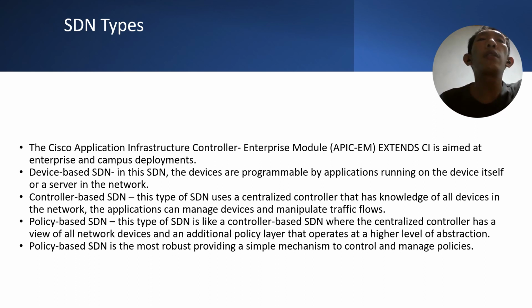Controller-based SDN. This type of SDN uses a centralized controller that has knowledge of all devices in the network. The application can manage devices and manipulate traffic flows. Policy-based SDN. This type of SDN is like controller-based SDN, where the centralized controller has a view of all network devices, and an additional policy layer that operates at a higher level of abstraction. Policy-based SDN is the most robust, providing a simple mechanism to control and manage policies.